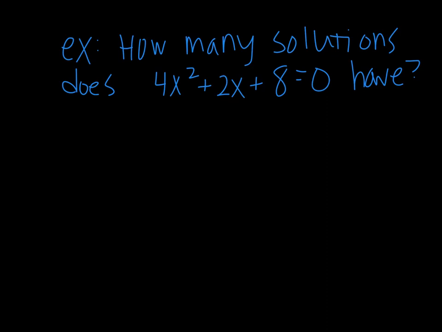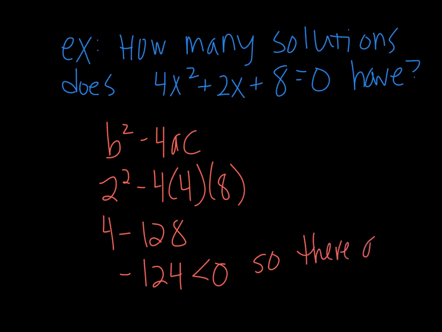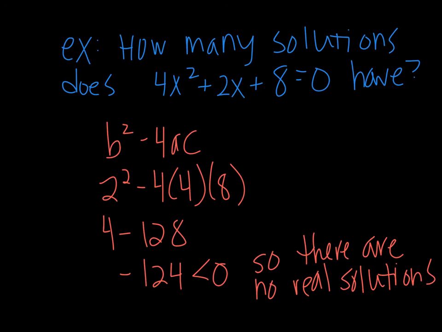So if I want to know how many solutions a quadratic has, I don't need to actually solve it. I can just take my discriminant, b squared minus 4ac, and plug in the values. So 2 squared minus 4 times 8, and see what I get. This is going to give me 4 minus 128, which gives me negative 124. Which is less than 0. So there are no real solutions. Because if I try to take the square root of negative 124, I'm going to get imaginary numbers.